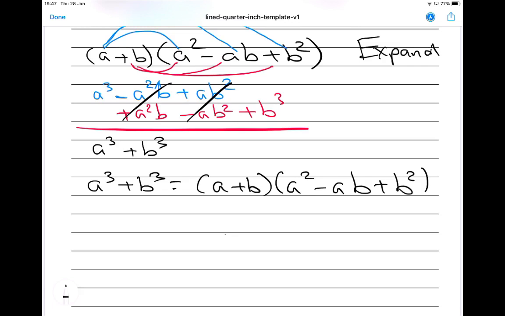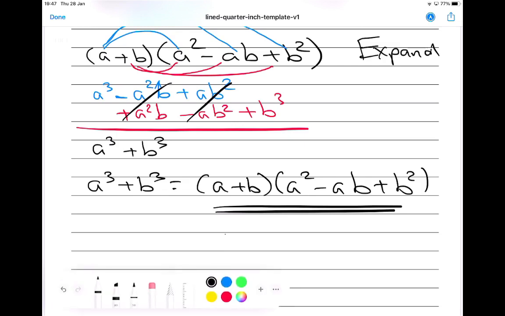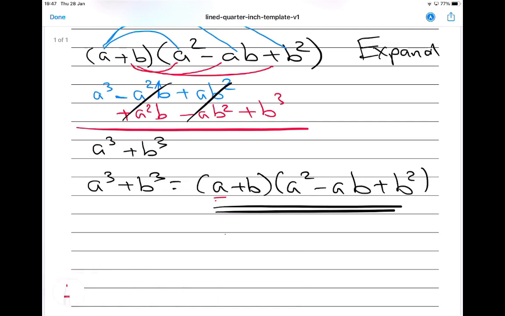And now this here is the factorized form. So if you are required to factorize a cubed plus b cubed, then that would be your answer there. Please look at that and take note of some features of the answer. Do you realize that the a that you see there is actually the cube root of a cubed, and the b that you see there is the cube root of b cubed? There is a plus sign here because there is a plus sign in the beginning there.